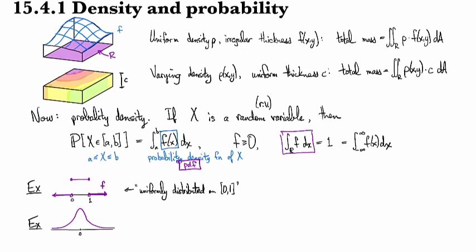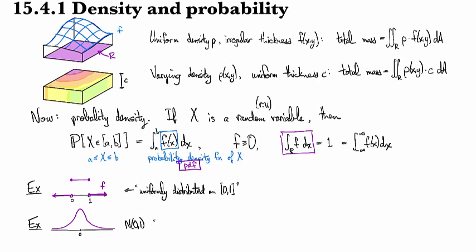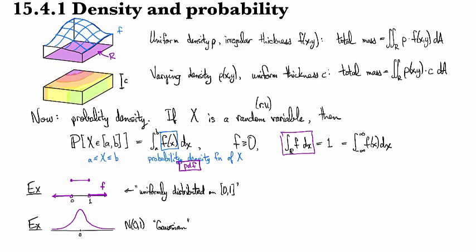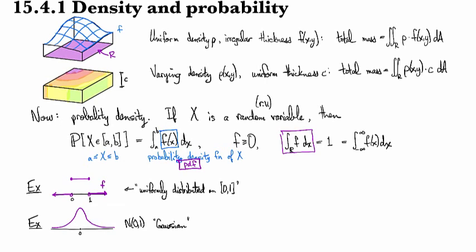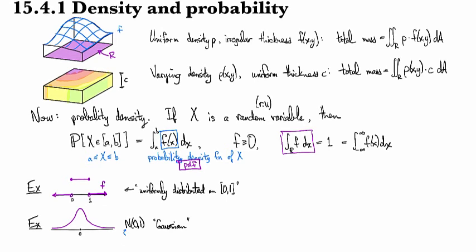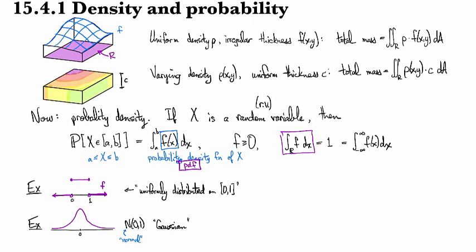Okay, so this is what we call the N(0,1) or Gaussian distribution. Here the N means that it's called a normal distribution. I don't know why they use the term normal. It's just absolutely terrible.